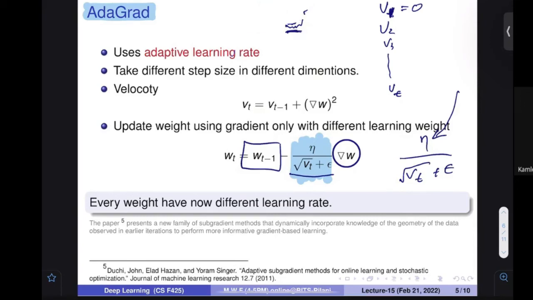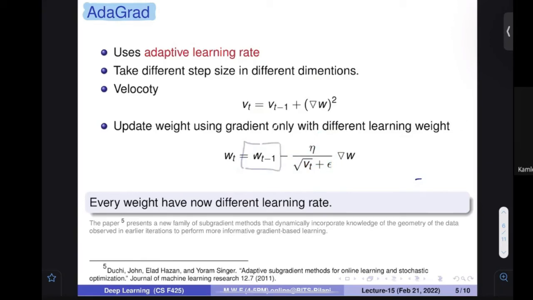So this is a good idea. However, can you tell me any special advantage of this particular method? One very important point is that it takes different step sizes in different dimensions.